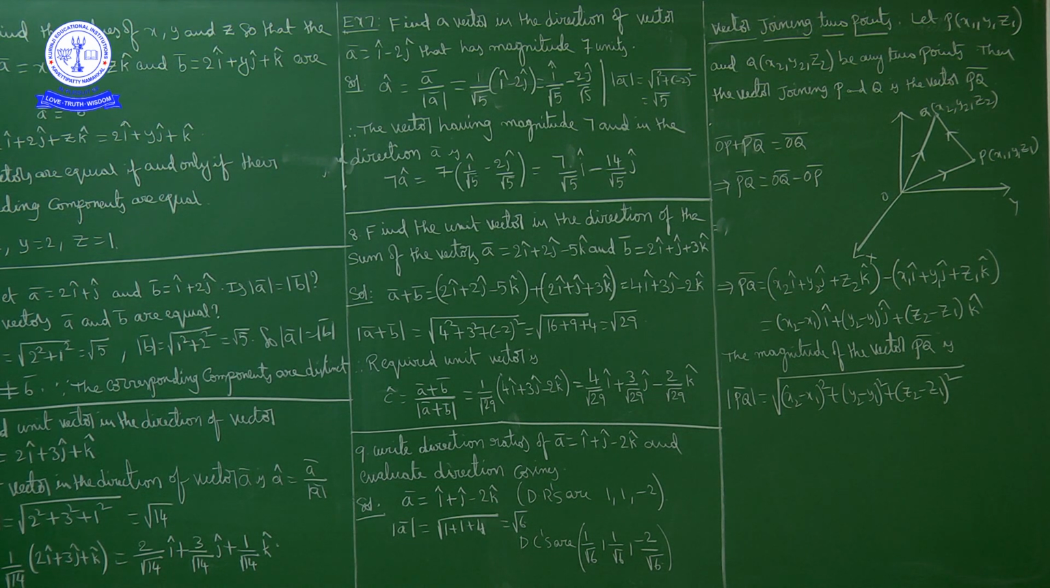Any two points in space: the vector joining those two points P and Q, PQ bar, is equal to OQ bar minus OP bar. Point minus point always gives a vector. Once you join these two points, it has a direction from P to Q and some magnitude, so PQ bar is a vector. PQ bar is (x2 minus x1) i cap plus (y2 minus y1) j cap plus (z2 minus z1) k cap, and its magnitude is the square root of (x2 minus x1) whole square plus (y2 minus y1) whole square plus (z2 minus z1) whole square.